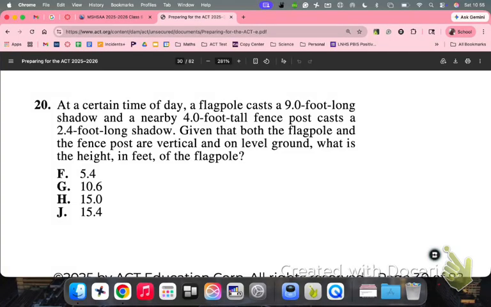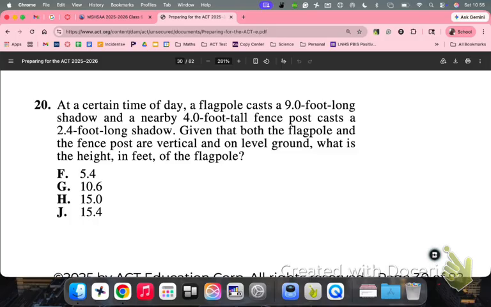At a certain time of day, a flagpole casts a 9-foot-long shadow, and a nearby 4-foot-tall fence post casts a 2.4-foot-long shadow. Given that both the flagpole and the fence post are vertical and on level ground, what is the height in feet of the flagpole?